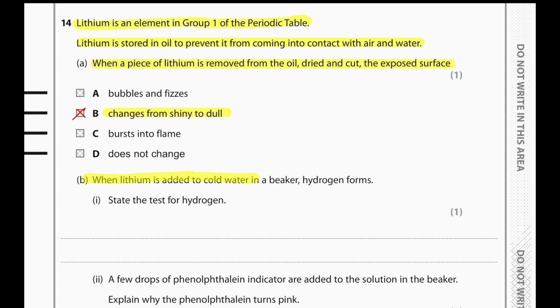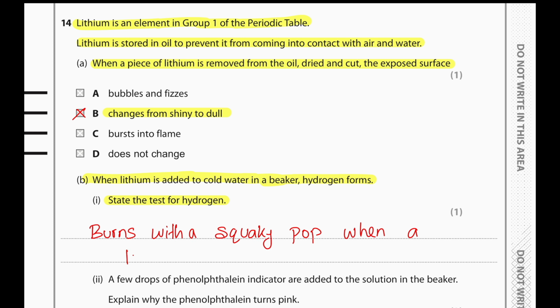When lithium is added to cold water in a beaker, hydrogen forms. State the test for hydrogen. To test for hydrogen, we have to use a lighted burning splint. So the burning splint will make a pop or squeaky pop sound.